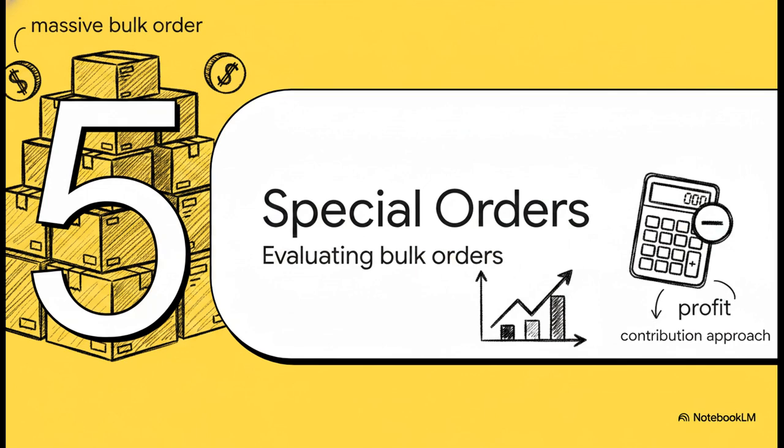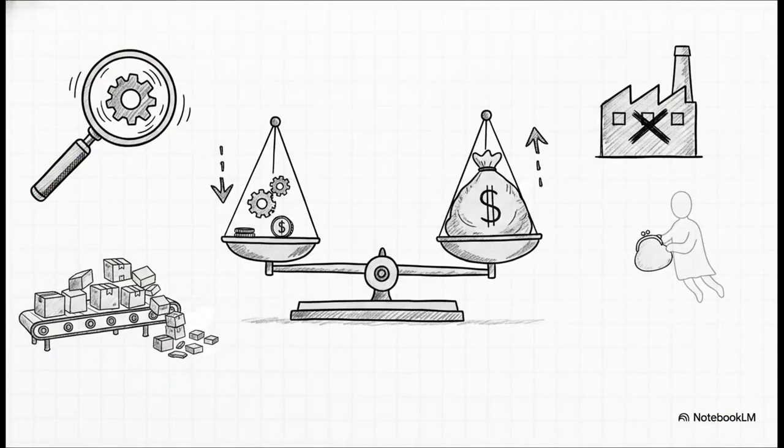Section 5. Evaluating special orders. Imagine a customer comes to you wanting a massive, one-time bulk order at a heavily discounted price. Do you take it? Before we look at any numbers, let's lock in the golden rules for special orders. First, only affected costs are relevant, which is usually just your variable costs. Second, ignore fixed manufacturing costs entirely, unless, of course, the special order forces you to go out and rent a special machine just for them. Third, and this is crucial, if you are at full capacity, you absolutely must factor in the opportunity cost of the regular sales you're turning away to fulfill this new order. The ultimate rule, accept the order only if the incremental revenue is greater than the incremental costs.